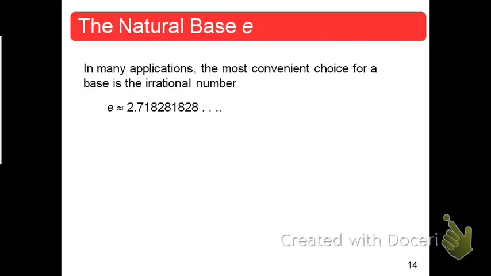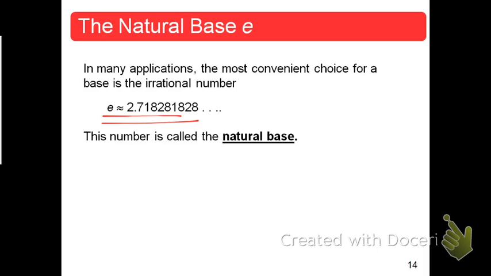Now, sometimes we're going to talk about this natural base e. And so sometimes we see this e often in everyday occurrences, and this e is a value equal to 2.7182... It is an irrational number. We're going to call this the natural base e.